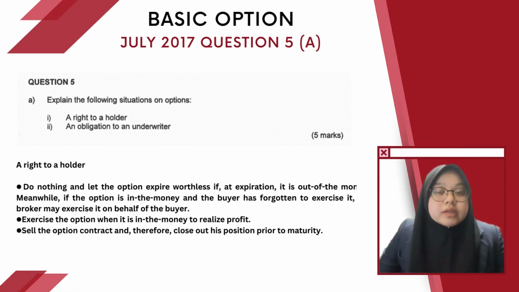Right to a holder. So it is suggested for them to do nothing and let the option expire worthless if at expiration it is out of the money. Meanwhile, if the option is in the money and the buyer has forgotten to exercise it, his broker may exercise it on behalf of the buyer.